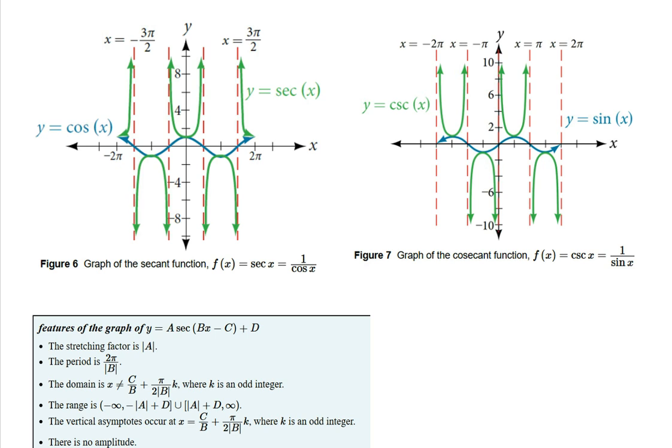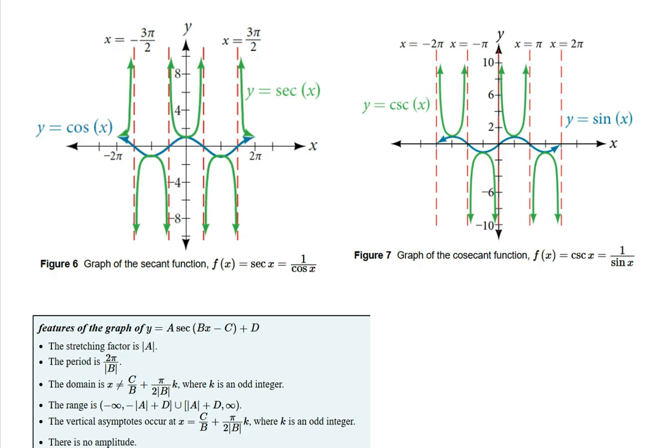Okay, now they move you into the secant and the cosecant functions. And you have to remember that secant is the reciprocal of cosine, and cosecant is the reciprocal of sine. And here's the two graphs. I took screenshots from your textbook.